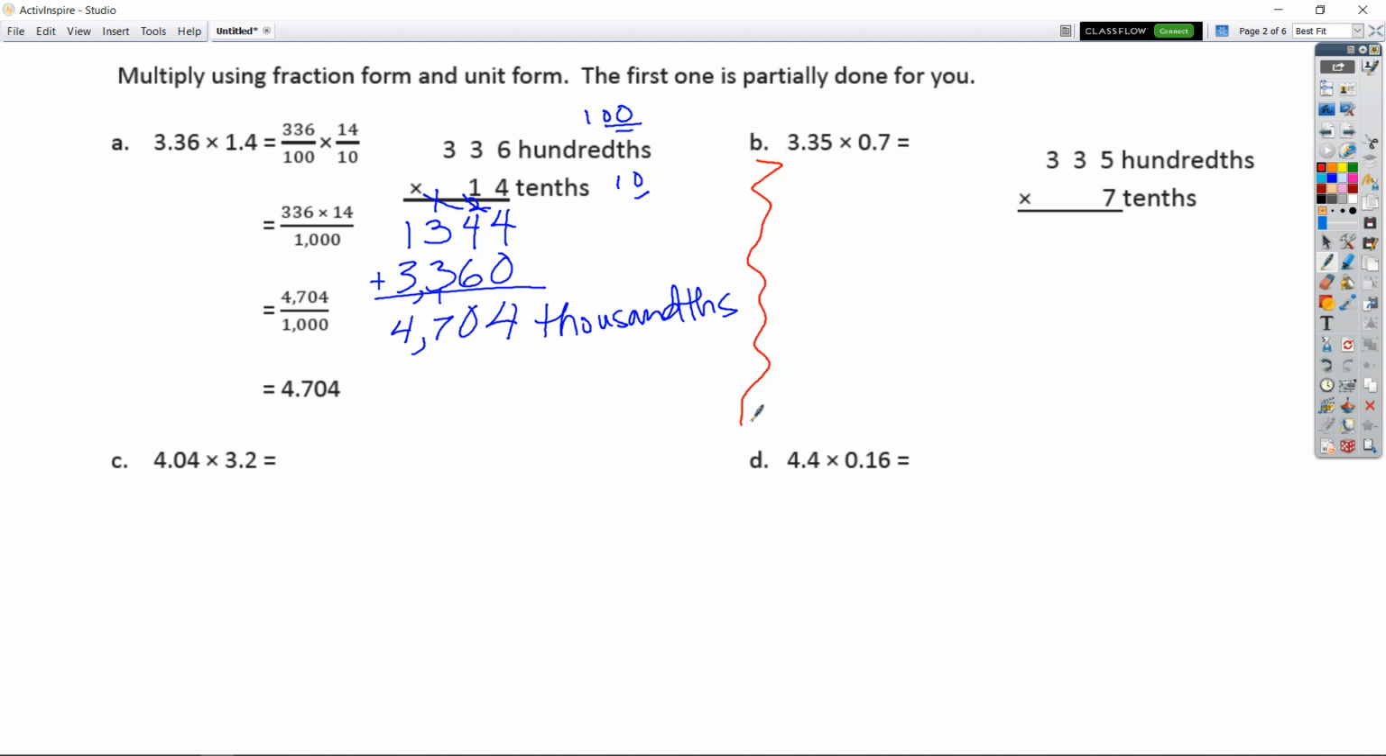Let's take a look at B here. So now we have 335 hundredths times 7 tenths. Well, let's go ahead and multiply it. 5 times 7 is 35. 5 times 3 tens is 21 tens, plus 3 tens equals 24 tens. 7 times 300 is 2100, plus 200 equals 2300.